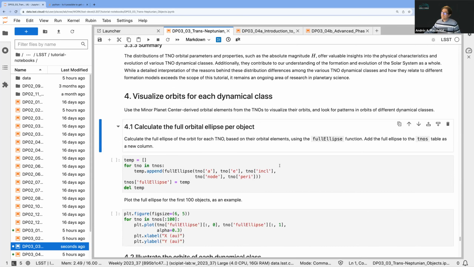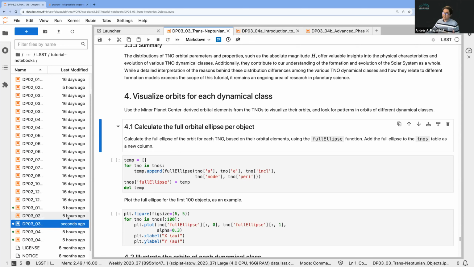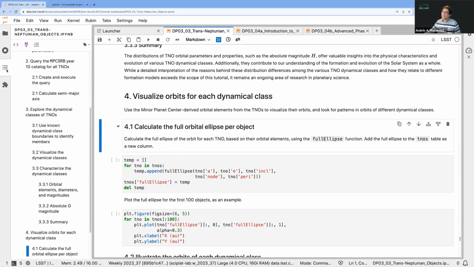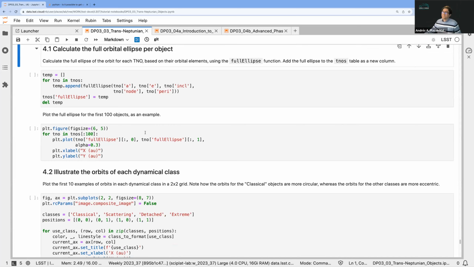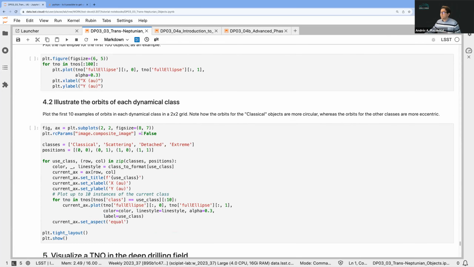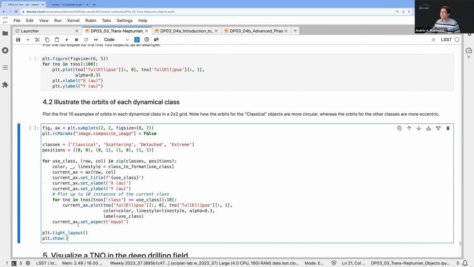We're going to do a visualization of the orbits of the dynamical classes, and we're going to use some of the helper functions that we had at the beginning, which take the orbital elements. We can define an ellipse for the orbits of the TNOs. Something similar is done in other notebooks, like notebook number 2, just in a slightly different way, I believe. But it's good that we have another way of showing this.